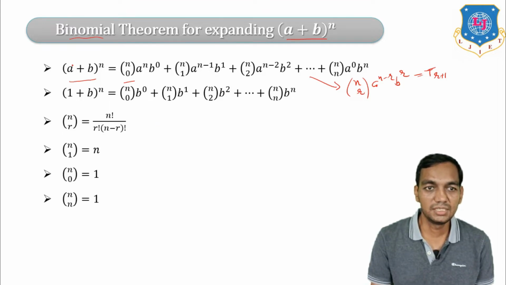Okay, instead of a, if you have 1, then replace a with 1, and that will give you the formula (1+b)ⁿ = nC0 b⁰ + nC1 b¹ + nC2 b² + ... + nCn bⁿ, where nCr is given by n factorial upon r factorial into (n−r) factorial. nC1 has a value n, nC0 and nCn both have a value 1.